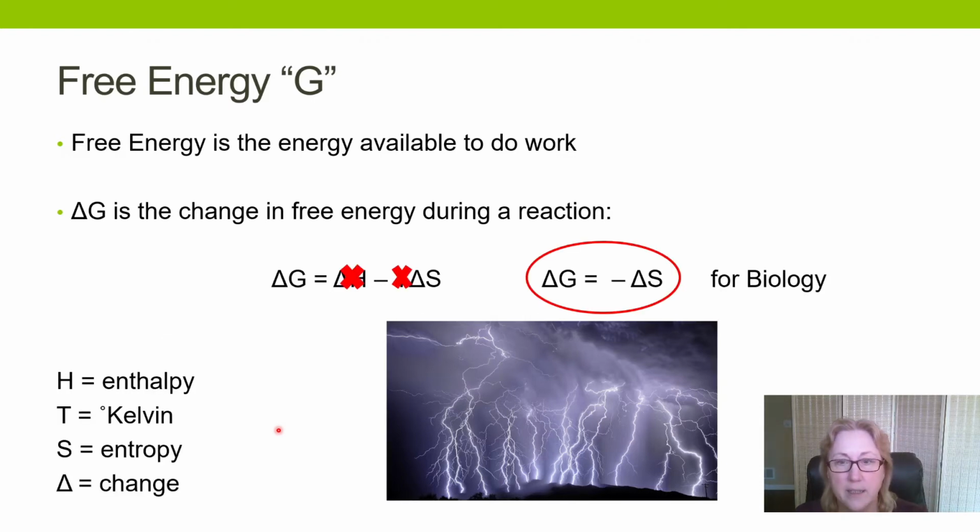So really, the only part of this equation that we need for biology is that the change in free energy is the opposite of the change in entropy. So that means if free energy goes up during the reaction, entropy goes down. If energy goes down during the reaction, entropy is going to go up. So entropy does the opposite of whatever the free energy is doing.